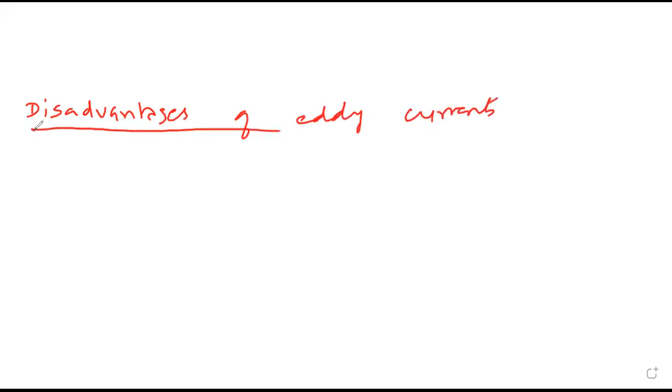So eddy currents are those currents which are induced in a conductor in the form of solid metal. Now, disadvantages of eddy currents. Eddy currents are produced in a conductor which is like solid metal.